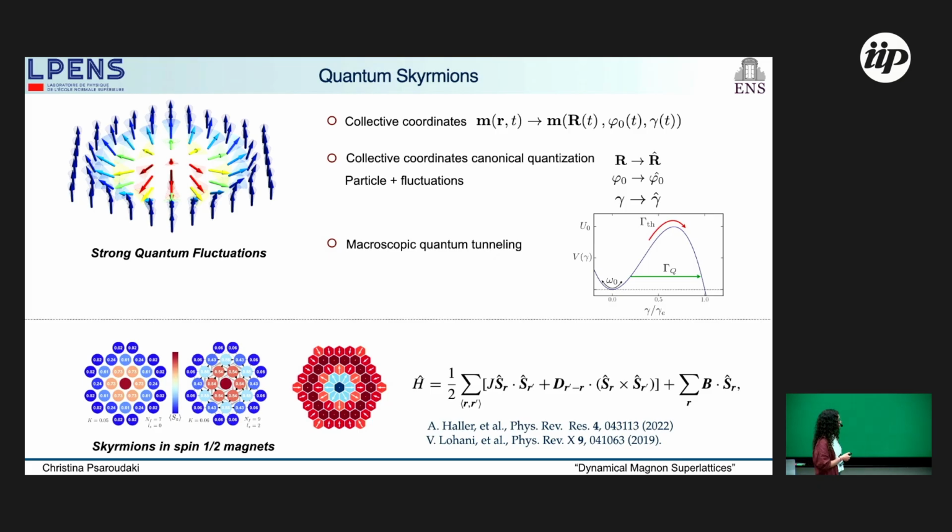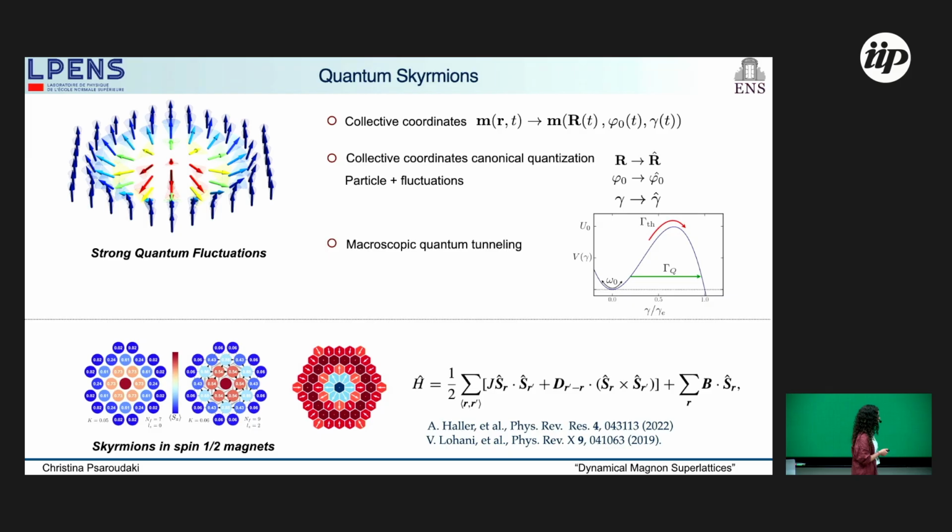In that case, we can replace studying the whole magnetization in terms of some collective coordinates depending on the symmetry. So for example, its position, the helicity, or some other collective coordinate depending on the dynamic process we want to study. And then we replace those collective coordinates with operators, all right? And then we study the quantum behavior of those operators. For example, in terms of microscopic quantum tunneling, which is a very common example that all of you have studied in a typical quantum mechanics class.